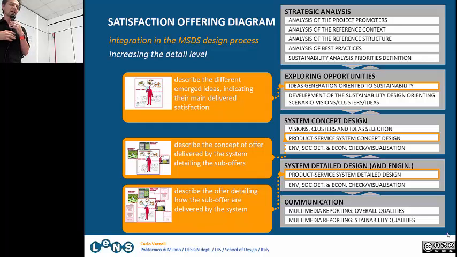At the end, you can have again a satisfaction offering diagram with, of course, in this case, the sub-offers described in the way they are delivered, okay? As with some other tools, like the system map or the interaction table and so on, the aim is to make it more complete. So you start with less detail because it's a concept, and then you can use the same tool to improve its content, because you know more about the product service system that you are designing.